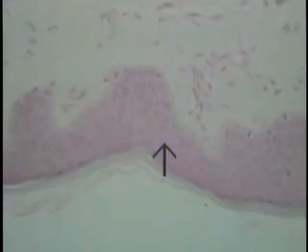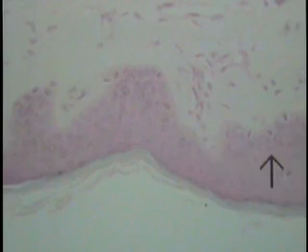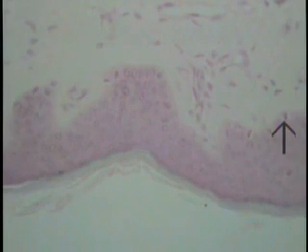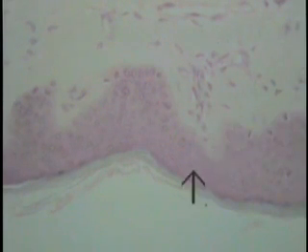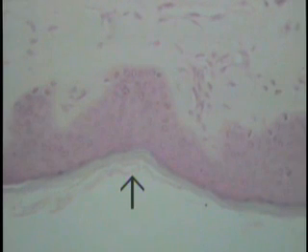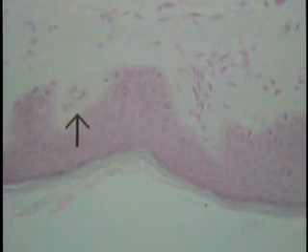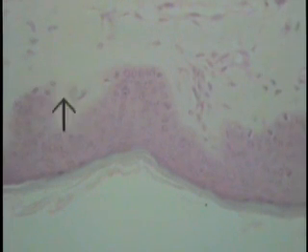This is typical thin skin seen at increased magnification. Once again, the epidermis is made up of a keratinized stratified squamous type of epithelium. The epithelium extends from about where the tip of the arrow is to the basement membrane, shown at about this location.